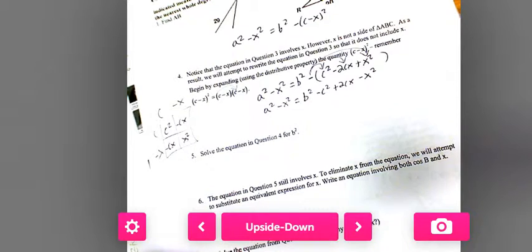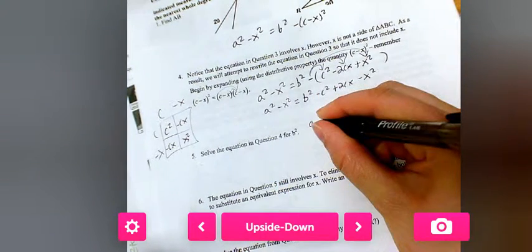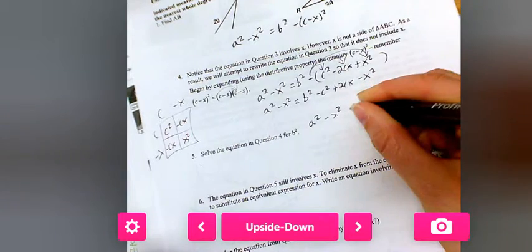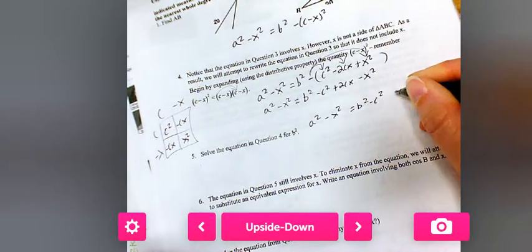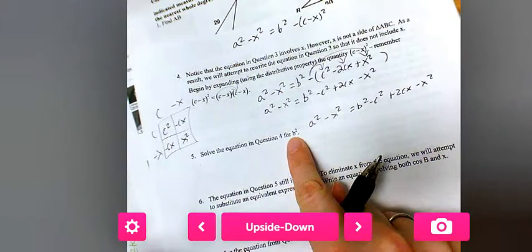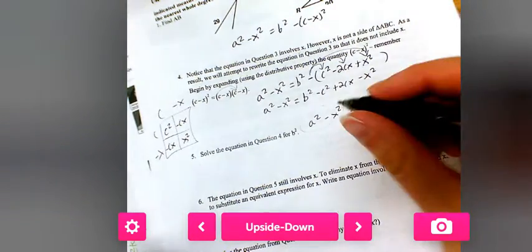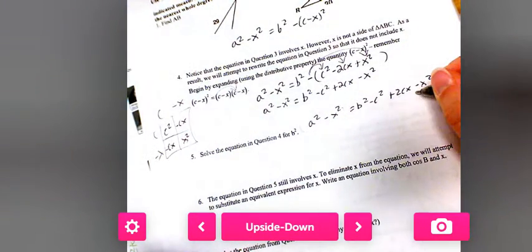Okay. Now I want to solve for b squared. Okay, once I've done this. So that means I'm going to retake this, a squared minus x squared equals b squared minus c squared plus 2cx minus x squared, and I'm trying to get b squared all by itself. So first of all, I'm going to get all of these to the other side, and then I'm going to get b squared to the other side. Okay? So I'll just move these over. So I'm going to add x squared.